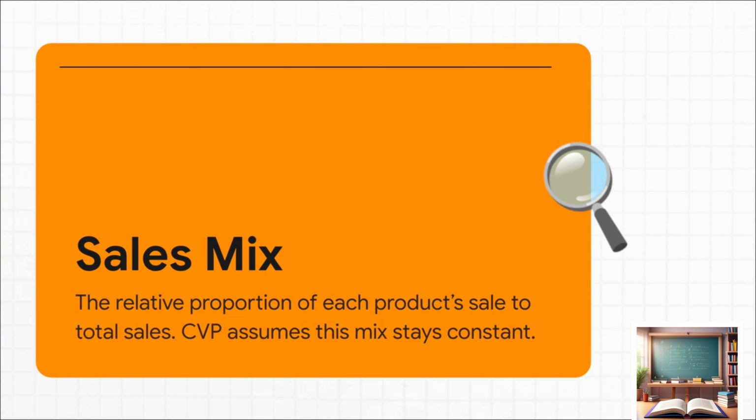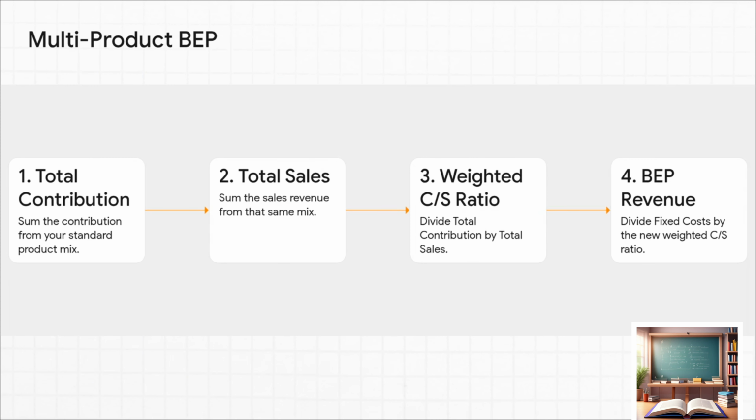So the secret to multi-product CVP is a concept called the sales mix. It's just the ratio of what you sell. For example, maybe for every 2 coffees we sell 1 pastry. Now, CVP analysis relies on one big assumption here, that this sales mix is going to stay pretty constant. Now, to find the break-even point for all of our products together, we can't just use one item's contribution. Instead, we have to create a weighted average CM ratio based on our usual sales mix.